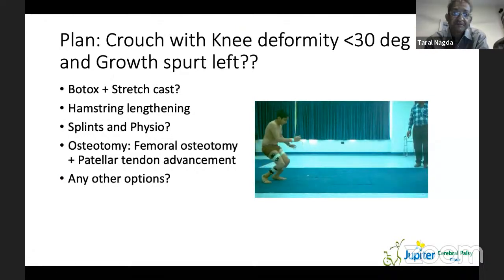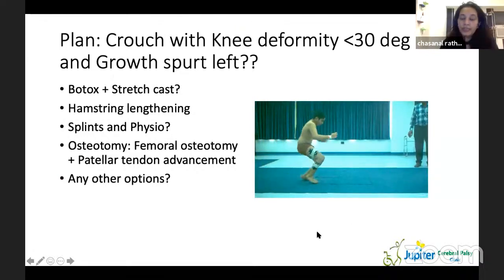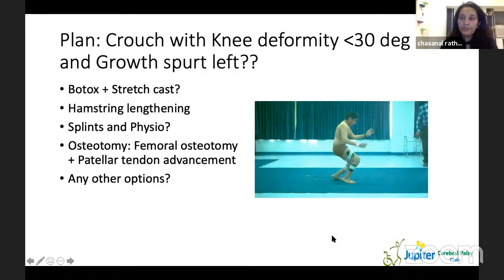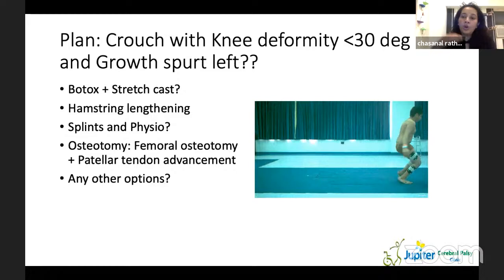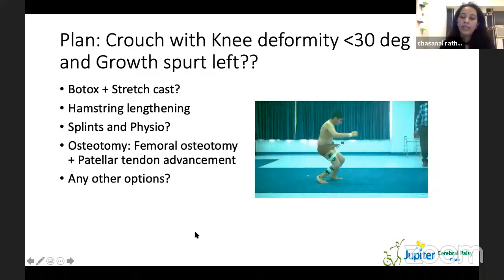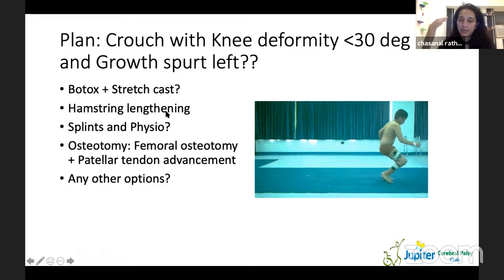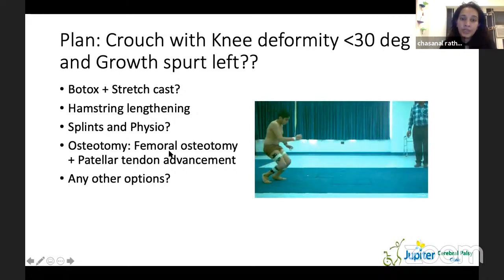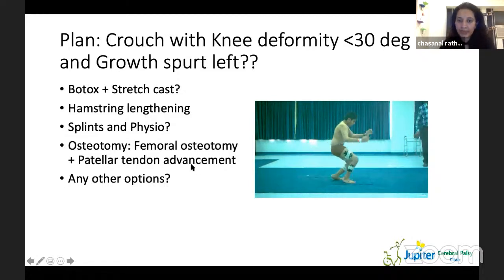So this child is only 10 years old. He has this severe deformity of around 30 to 40 degrees of knee flexion deformity. On walking, he sinks to around 80 degrees of flexion. So we had multiple options. And upon doing gait analysis, the plan was to do a hamstring lengthening, considering the posterior tilt of the pelvis. Had that posterior tilt not been that posterior, then probably an osteotomy could be considered.